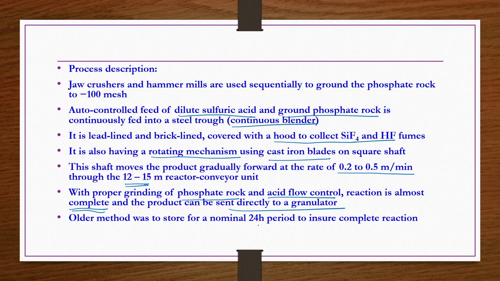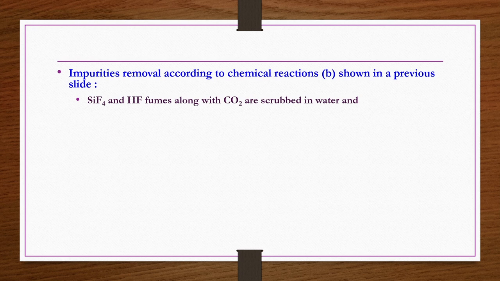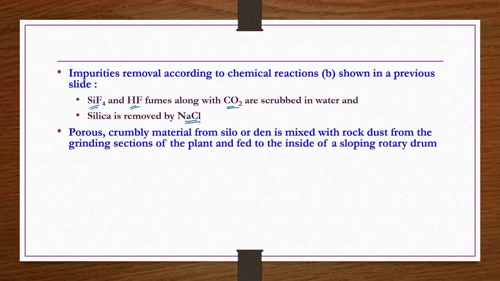The older method was to store for a nominal 24 hour period to ensure complete reaction, but nowadays it is not required. Now, the second part is impurities removal according to the chemical reaction shown in a previous slide. That reaction we have seen, that is SiO2 reacting with HF to give SiF4, etc. So this SiF4 and HF fumes along with CO2 are scrubbed in water, whereas the silica is removed by sodium chloride.